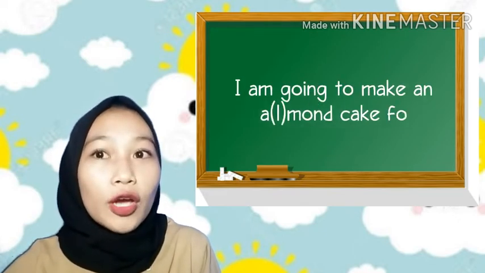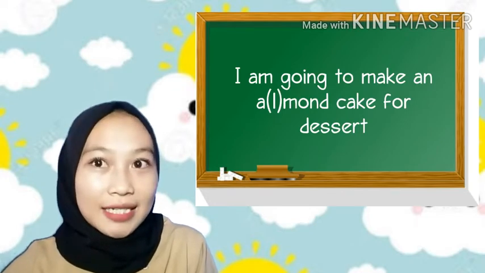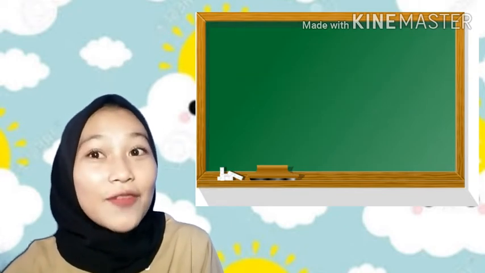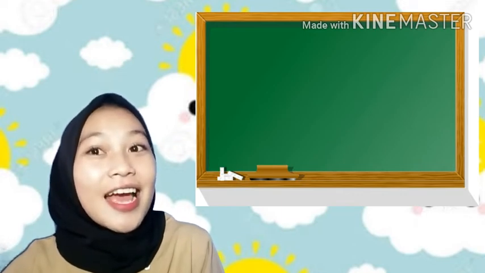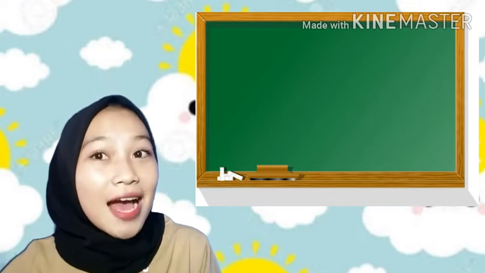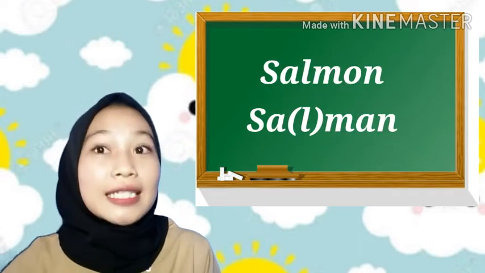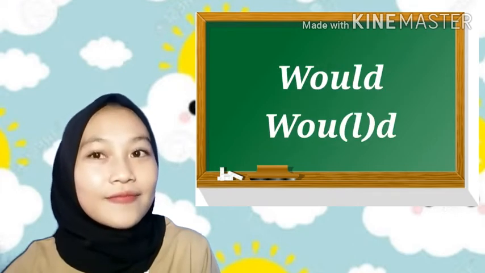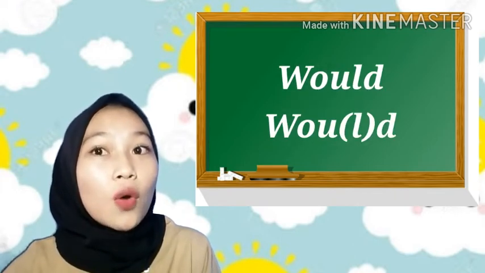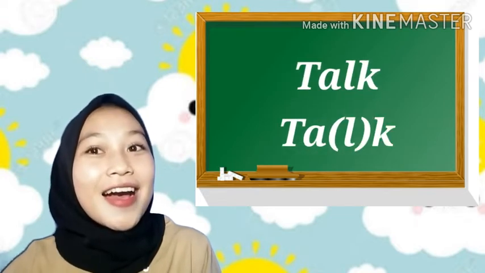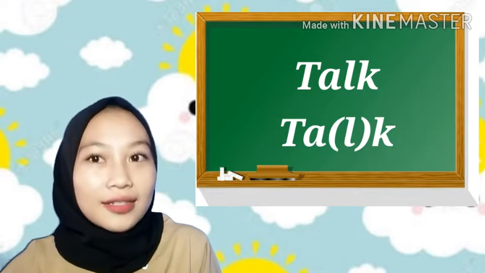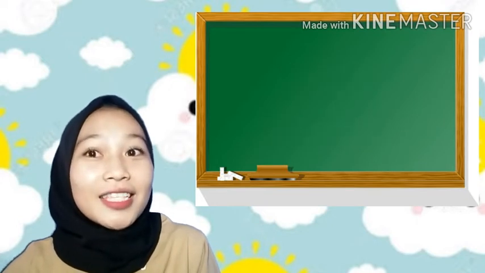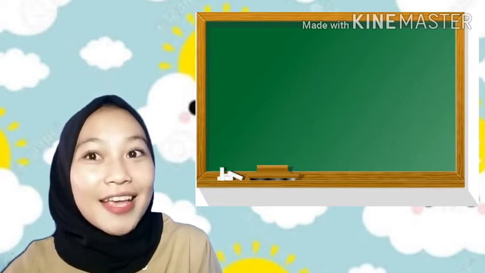Almond. I am going to make an almond cake for dessert. There are a lot of other English words that have a silent letter L in them. Words like salmon, half, wood, talk, walk. All these words have a silent L in them.